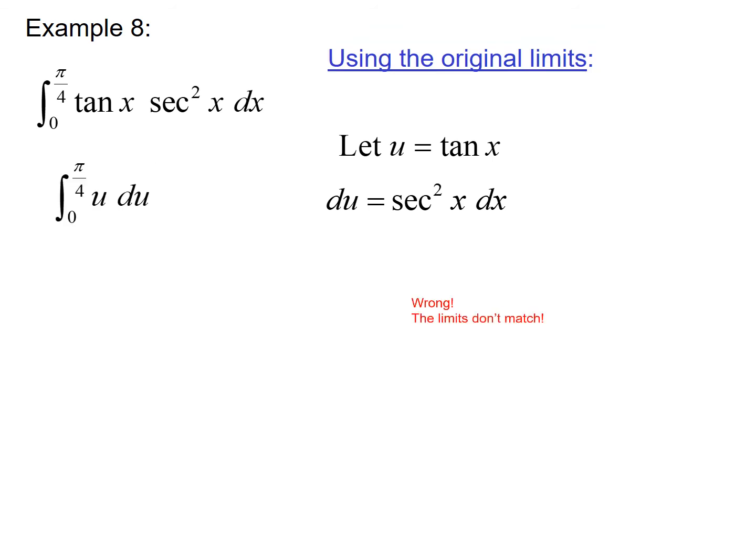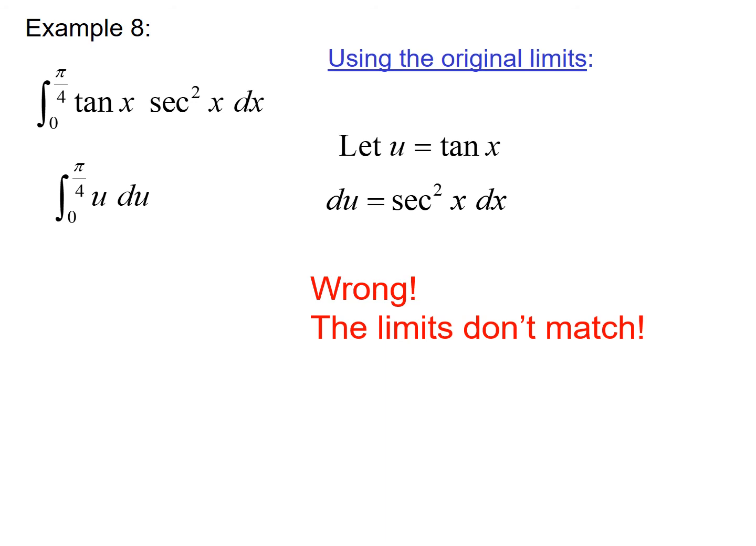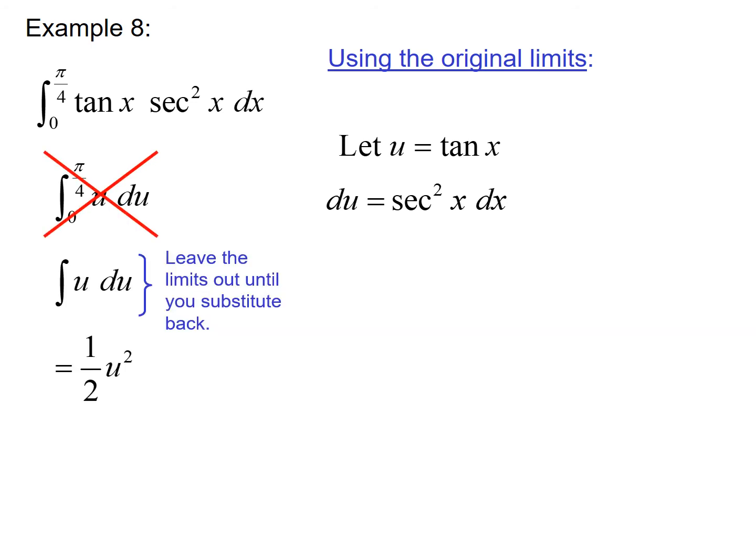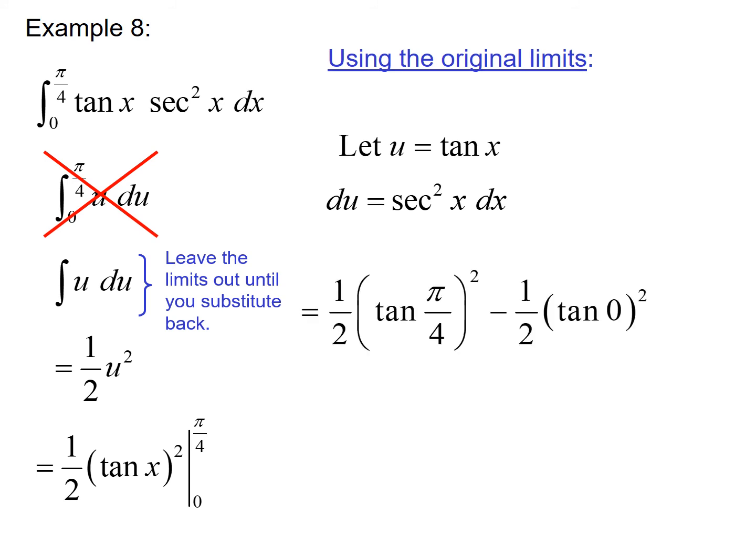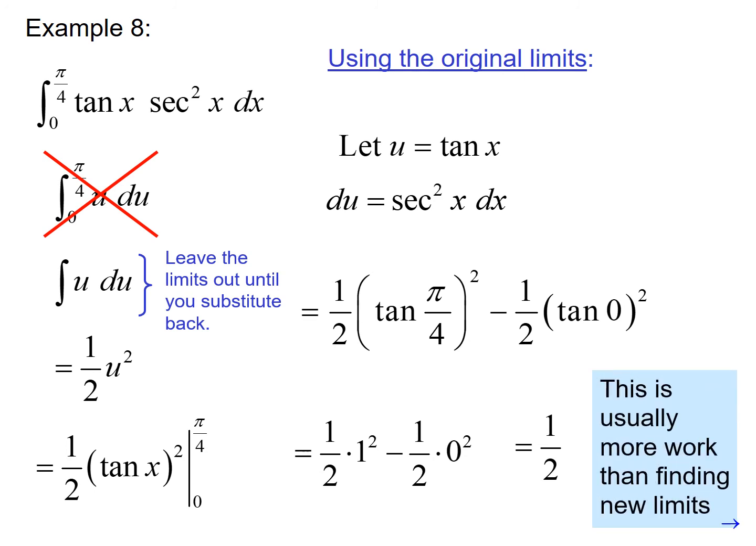If we use the original limits, we can't go from 0 to pi over 4 because those are values of x. We could leave off the limits of integration, take the antiderivative, then when we substitute back in, we would put those limits back on. And then you could simplify, and then again you'd get 1/2. It's usually a good idea to just go ahead and change the limits to begin with, and then evaluate entirely in terms of u.